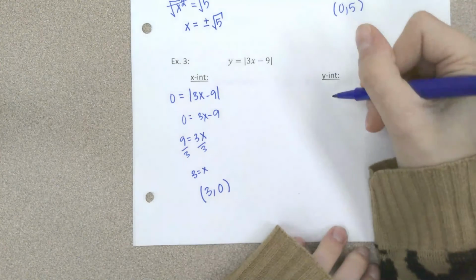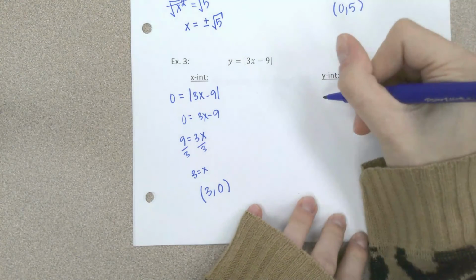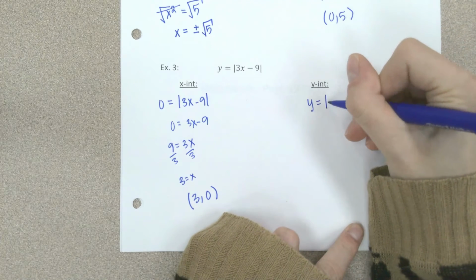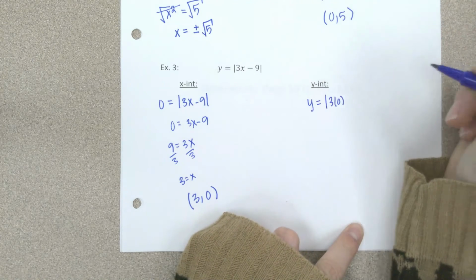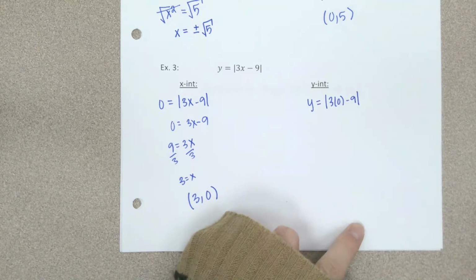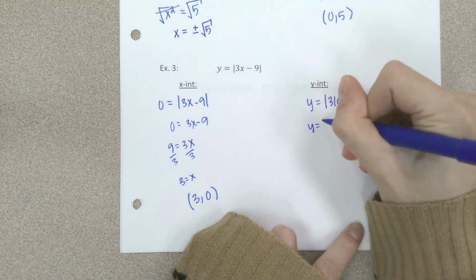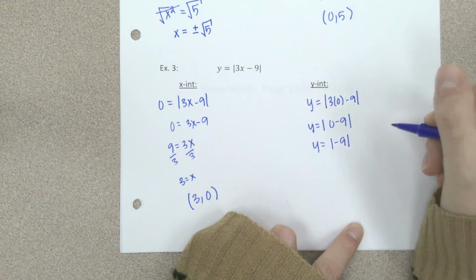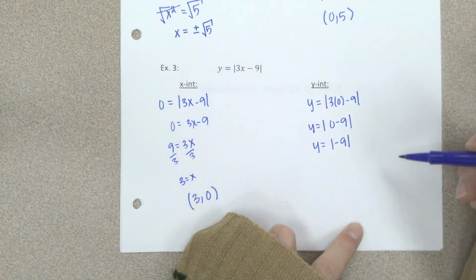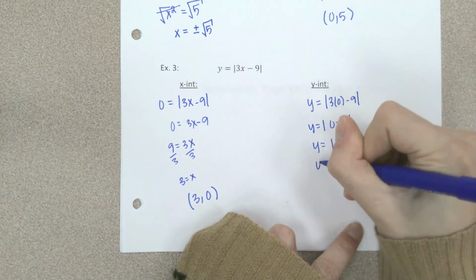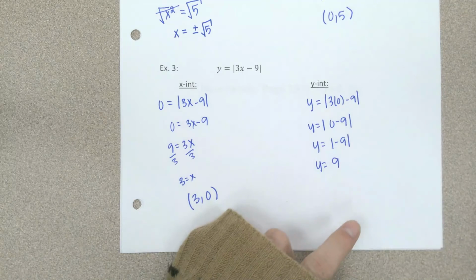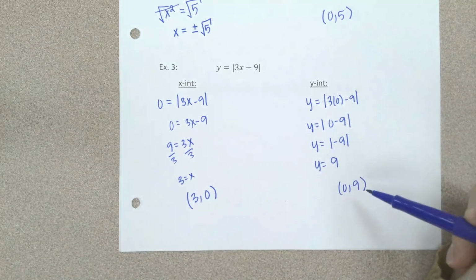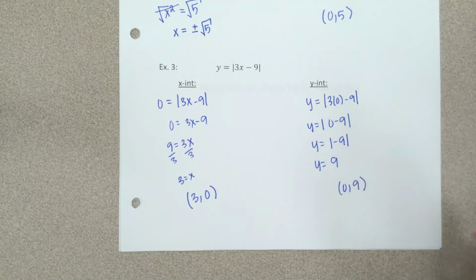For our y-intercept, we want to go ahead and plug 0 in for x. So we get absolute value of 3 times 0 minus 9. Anything times 0 is 0. We get the absolute value of negative 9. Absolute value is distance from 0, and negative 9 is 9 away from 0, so it is 9. Absolute values are always going to be positive, and our ordered pair is going to look like (0, 9).